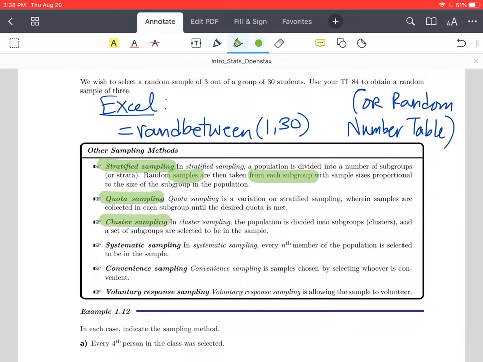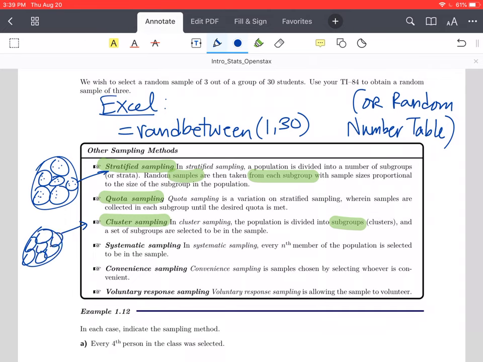Cluster sampling. This is where the population is divided into subgroups or clusters, and a set of subgroups are selected to be in the sample. So in stratified sampling, you have the whole thing, you break it into a bunch of subgroups, and then you sample within the subgroups. Just grab a few out of each. That's stratified. Cluster sampling is when I break it into smaller clusters, and then I select certain clusters to use. So I'm going to take this whole cluster, this one, and this one. And that's going to be my sample. So that's the main difference.